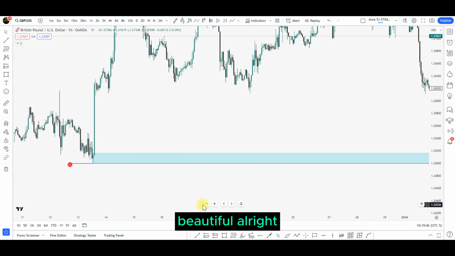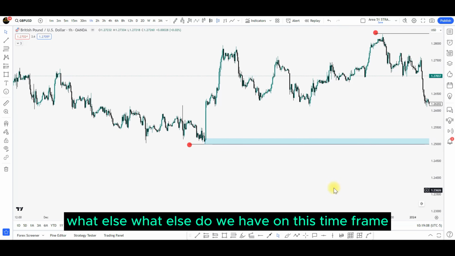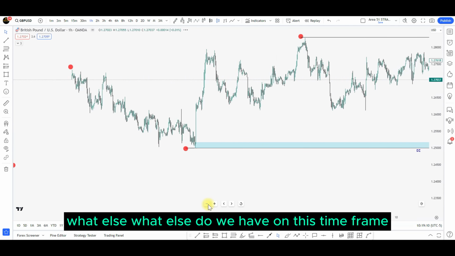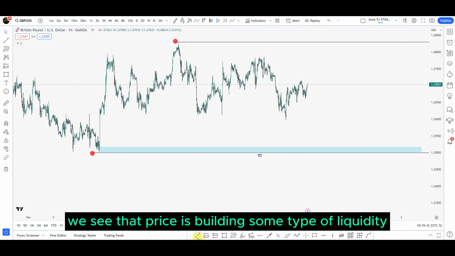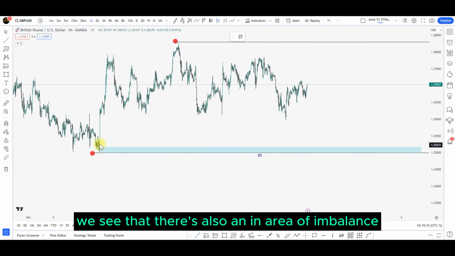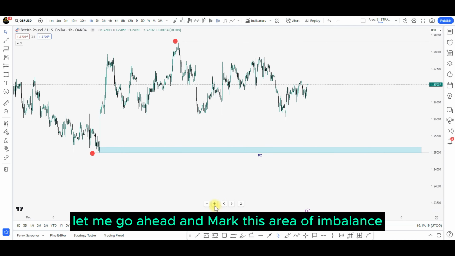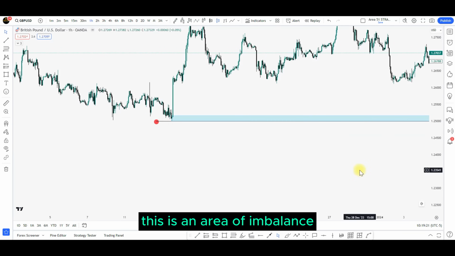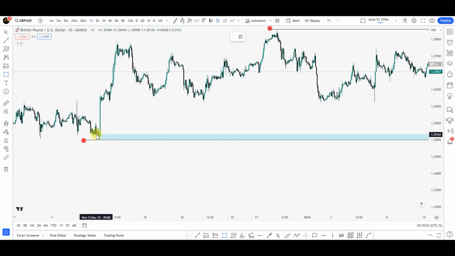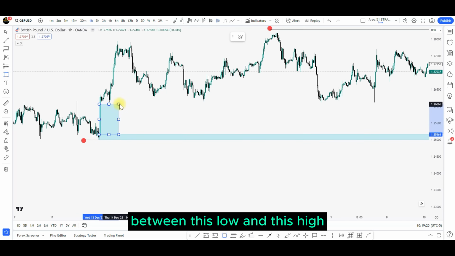Beautiful. All right. What else do we have on this time frame? We see that price is building some type of liquidity. We see that there's also an area of imbalance. Let me go ahead and mark this area of imbalance, an area of imbalance between this low and this high.